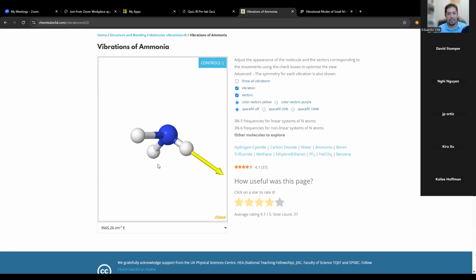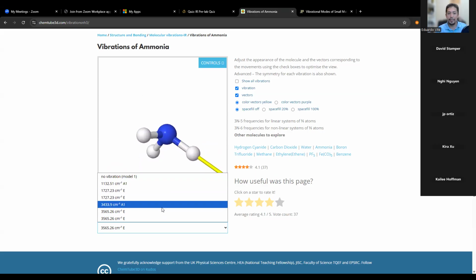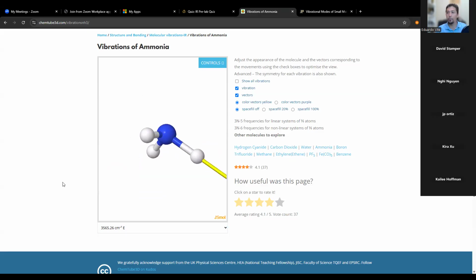So one of them stays the same and only two of them are jamming. Also an asymmetric one. And all of these are visible in the IR spectra. So you see that ammonia has 6 peaks, 6 vibrations, whereas water only had 3.